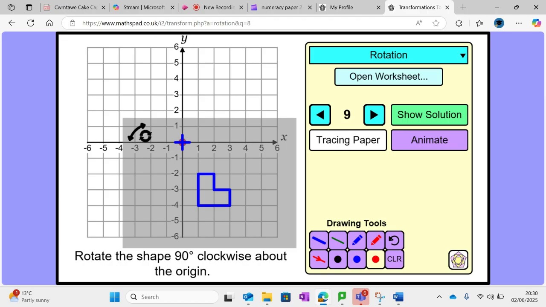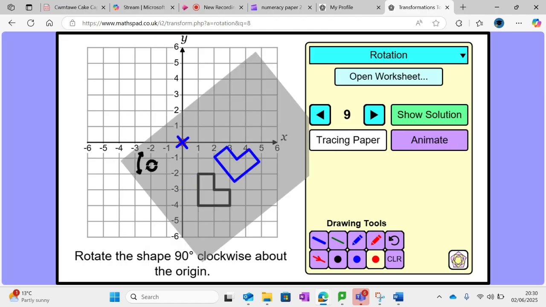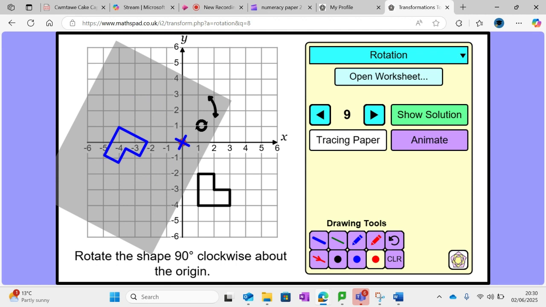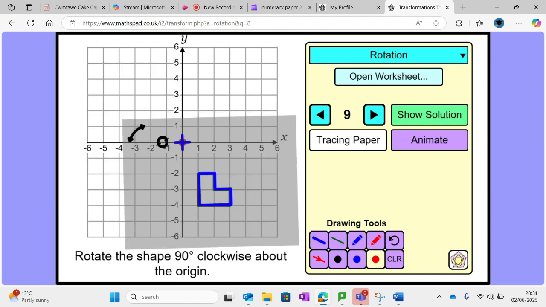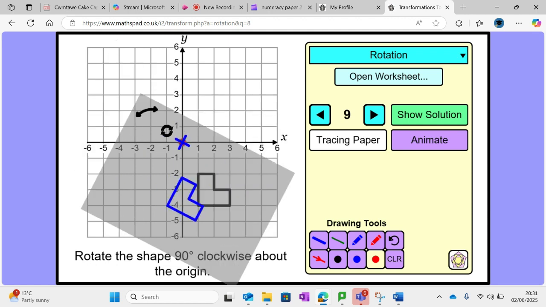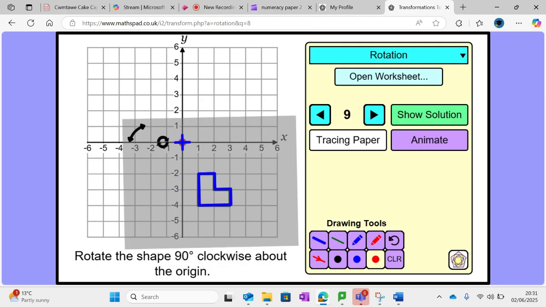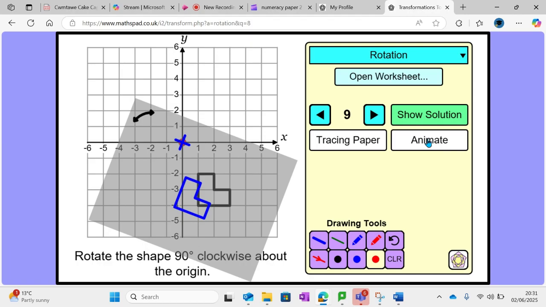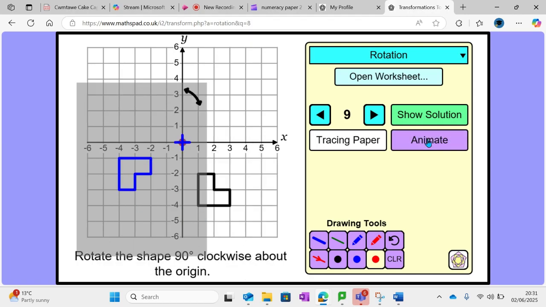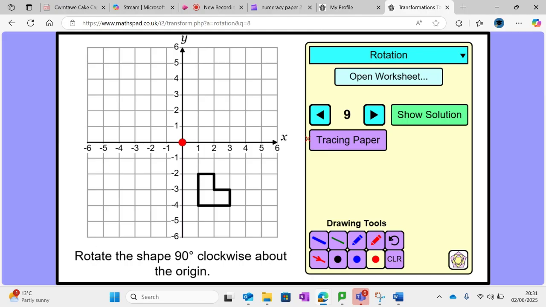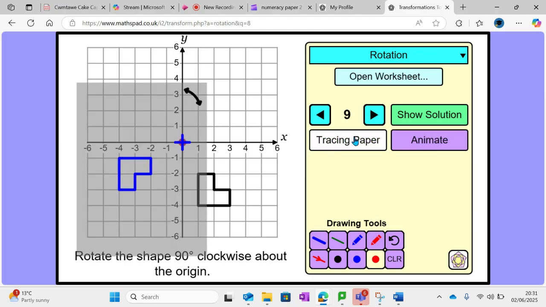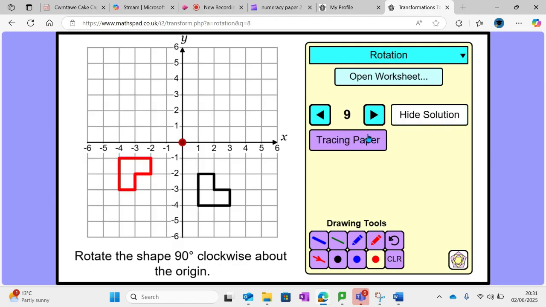If it was anti-clockwise, we'd be going this way, against the clock, all right? Or if it's clockwise, we're going this way. And in this case, it's 90 degrees clockwise. So let's animate that. Turn, turn, turn until it's turned a quarter turn. And then again, remove the tracing paper and try and draw it in its new place there. Put the tracing paper back on and keep checking you've got it right. You'll be given tracing paper in the mock, but in this case, let's put the solution on there.